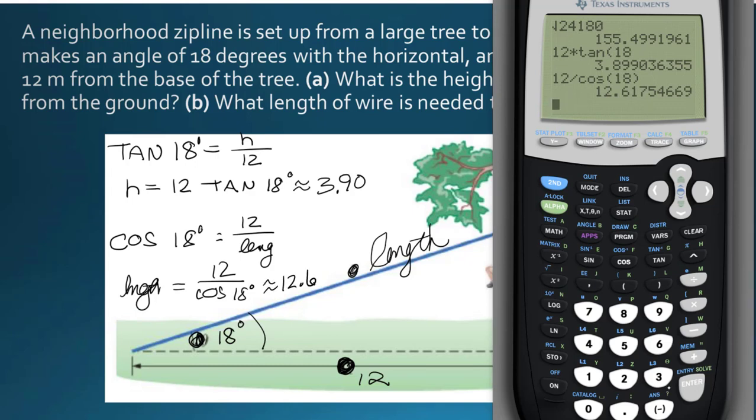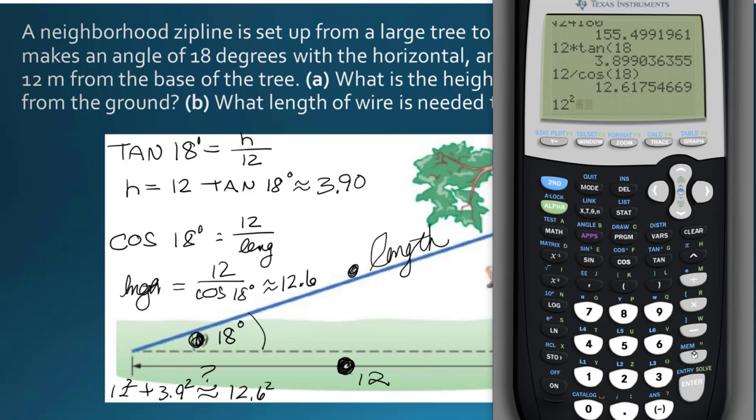So let's make sure those numbers make sense. Do I have that 12 squared plus 3.9 squared equals about 12.6 squared? Let's do it. And then we'll be done. We can go get candy, and it'll be fantastic. Squared. Does that equal this thingy? Squared. Yes. Okay, I'm so happy. I'm done. I've answered all the questions, and I don't even really care what the questions were asking. I just like to do math problems. But yay, this is fantastic.